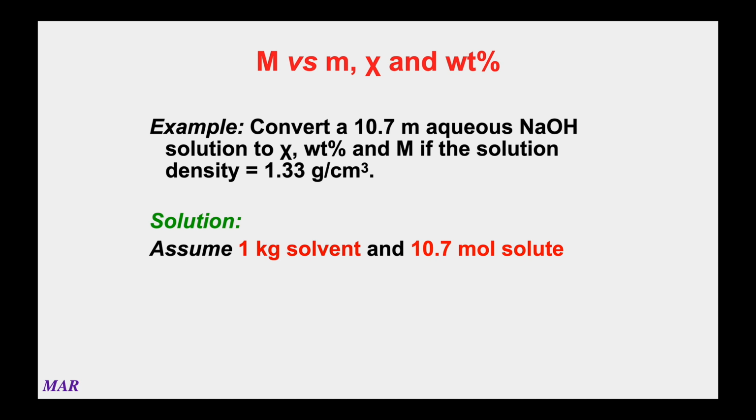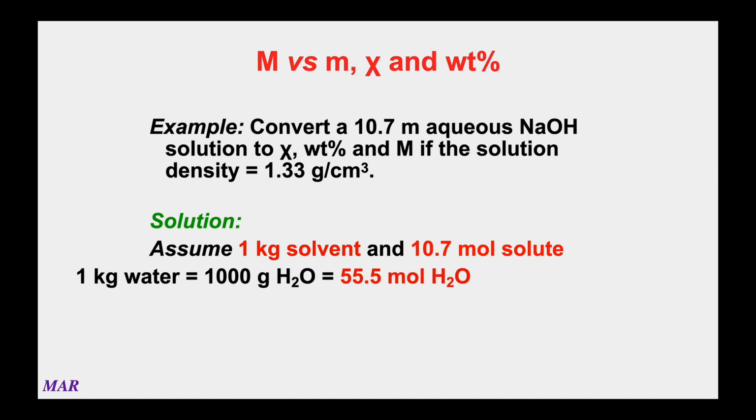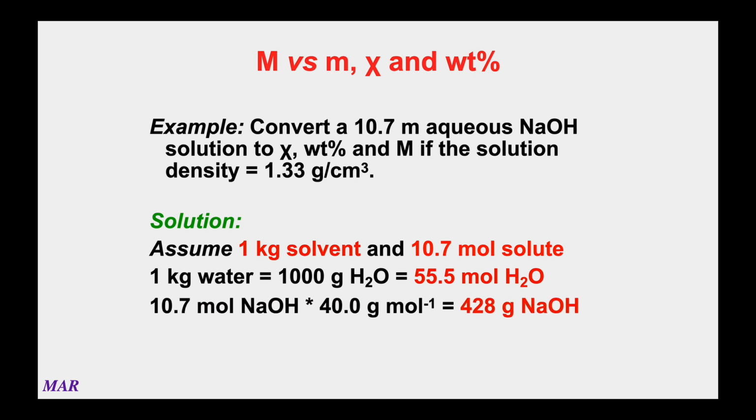If you have moles and grams of both solute and solvent, you can knock all of the first three right out. So let's figure that out. A kilogram of water is 1,000 grams. And if you take that 1,000 grams and divide by 18.02 grams per mole, you get 55.5 moles of water. So there we've got mass of water and moles of water.